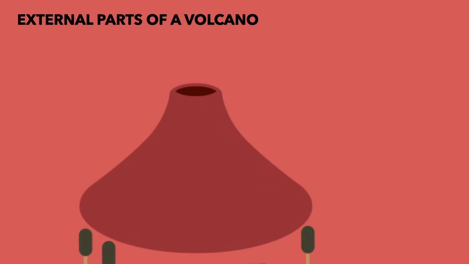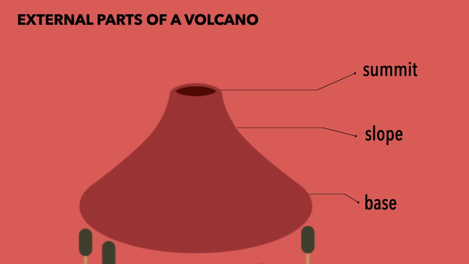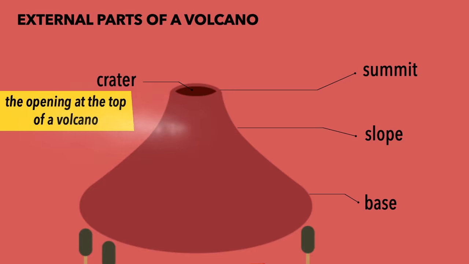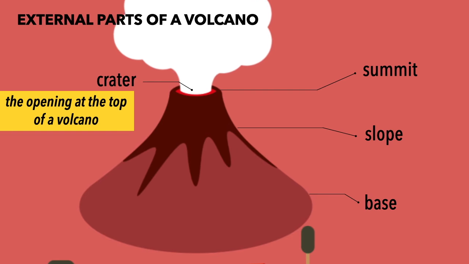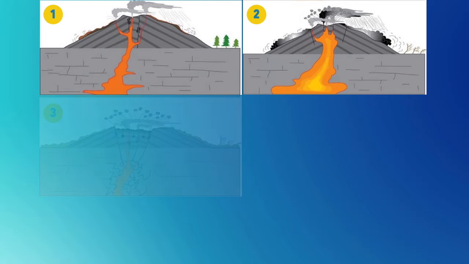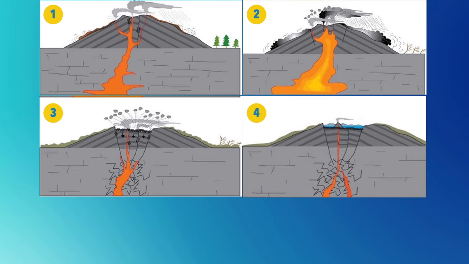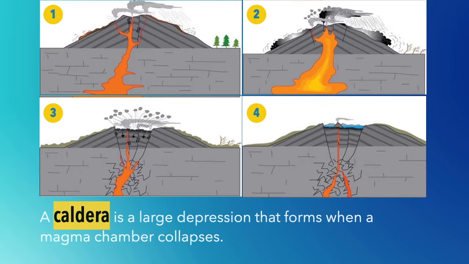What about the external parts? A volcano has a summit, slope, and base. At the summit, the opening at the top of a volcano is called crater. When a volcano erupts explosively or when the magma chamber collapses, the crater may result into a large depression called caldera. Over time, the caldera may be filled with groundwater, creating a deep lake.